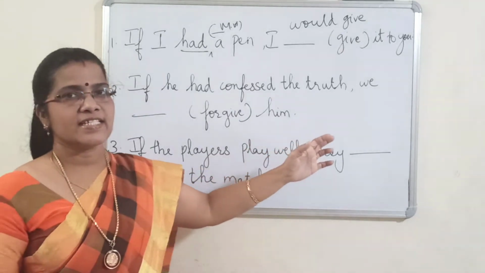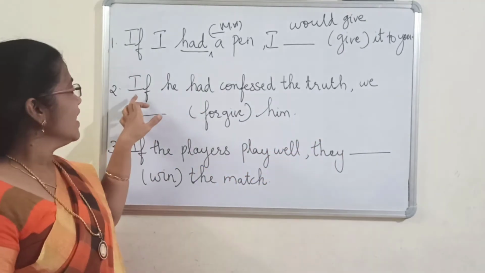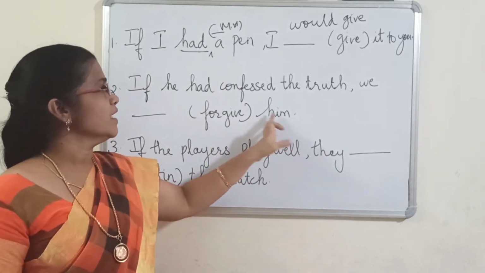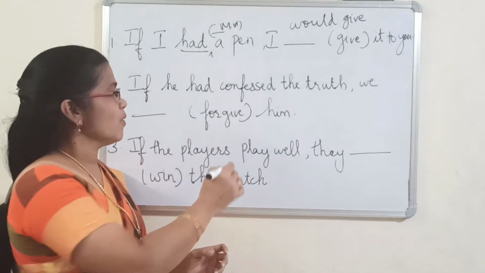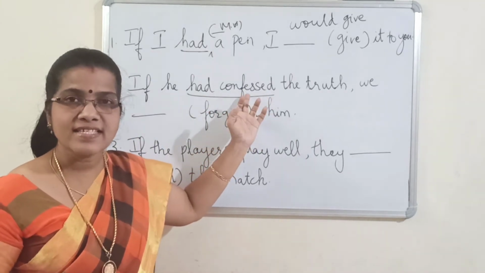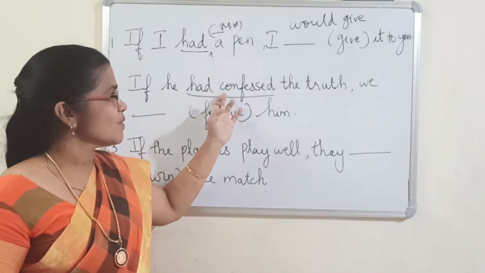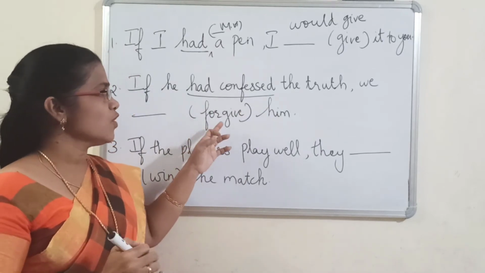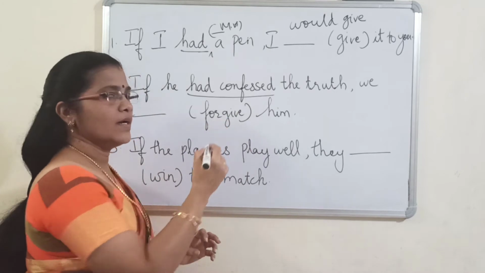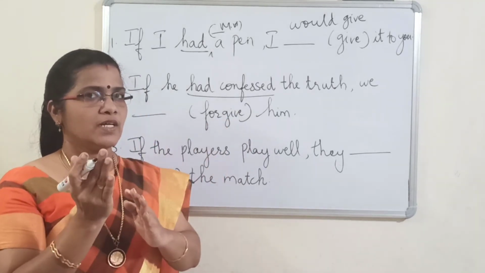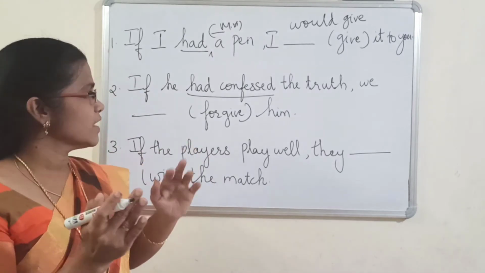Look at the second sentence. The second sentence is this. If he had confessed the truth, we dash forgive him. Now, again look at the tense form. Had confessed. What tense form is that? This is past perfect tense, right? So, past perfect tense tells you about type 3. So, what is the tense form that you have to use here? You have to remember, you have to use have form along with would and its past participle form. So, that is type 3.